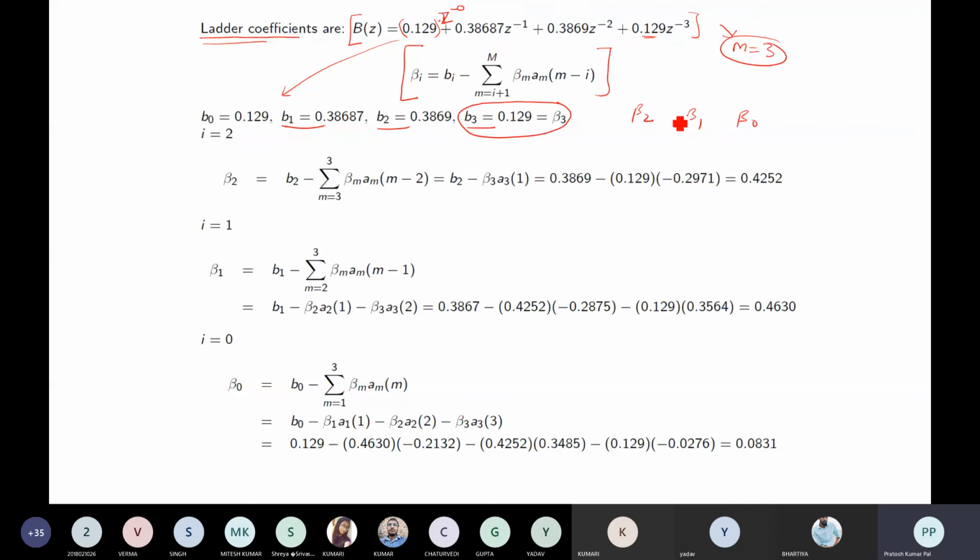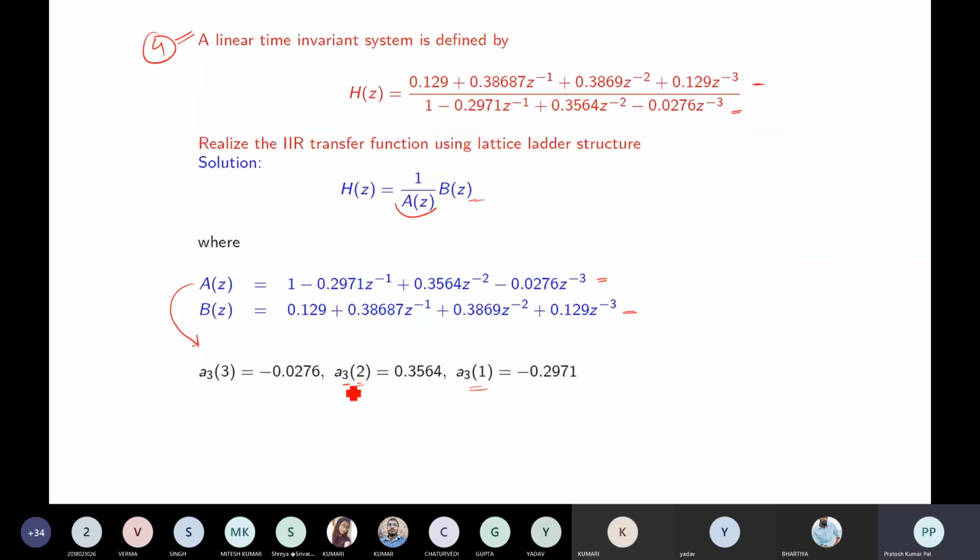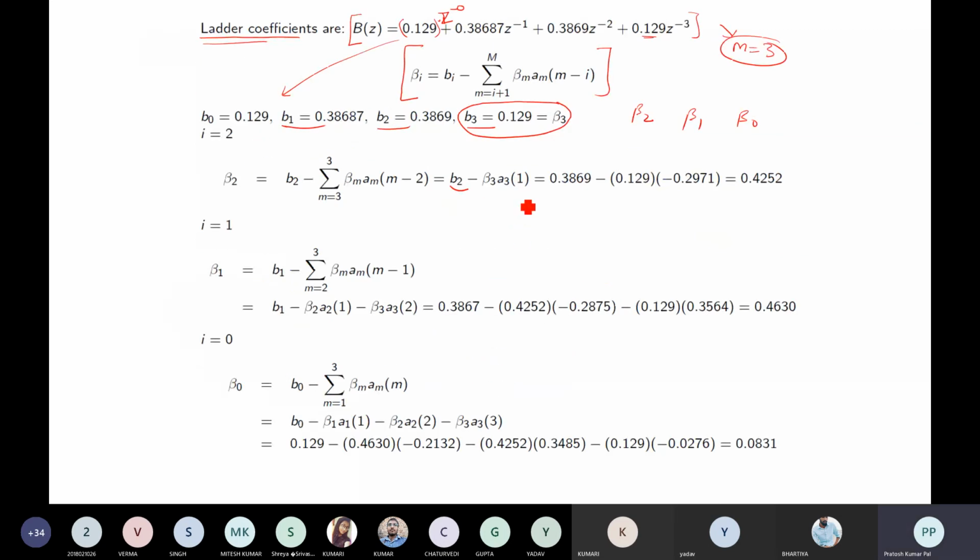So for beta 2 we will be putting I equals to 2 here, into this formula, and this will be coming out. By putting all the different values, b2 we already know, beta 3 we know, a3 of 1 we know from the previous step. So from there we can put the a3 of 1, and after solving we can get the value of beta 2. Now by putting I equals to 1, we can have beta 1.